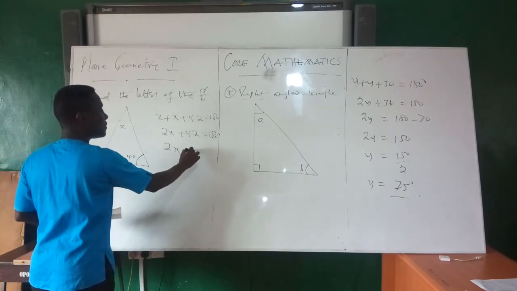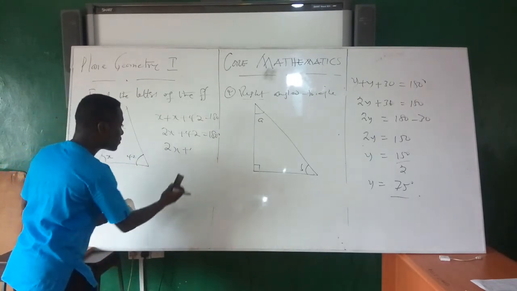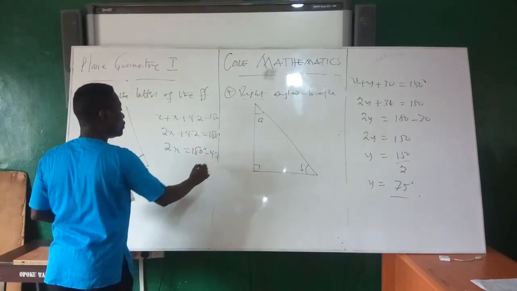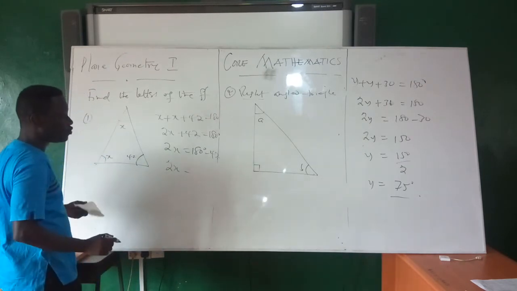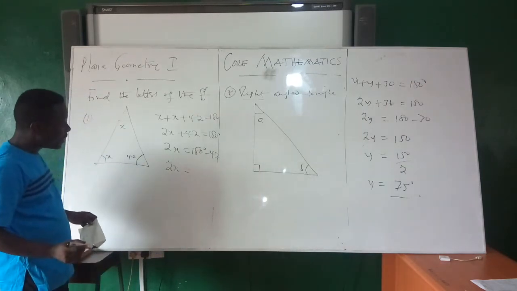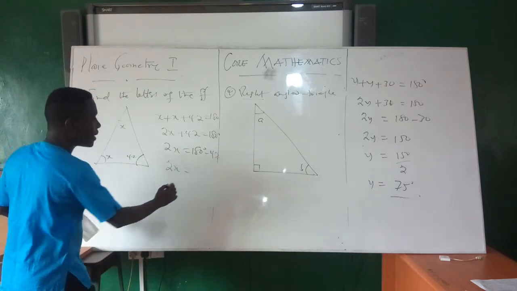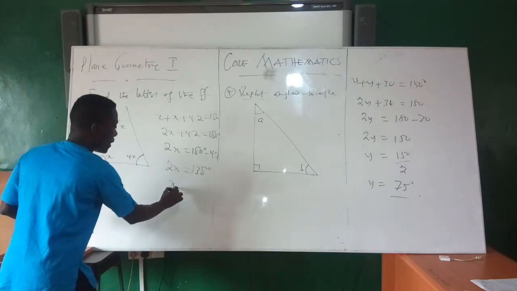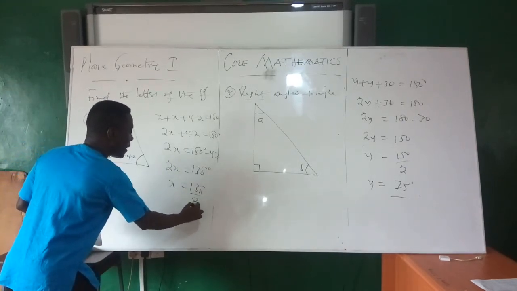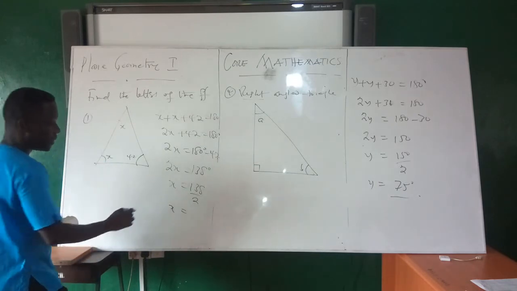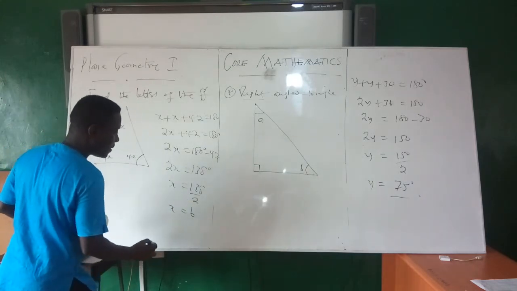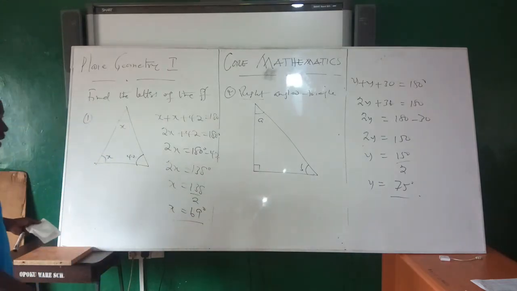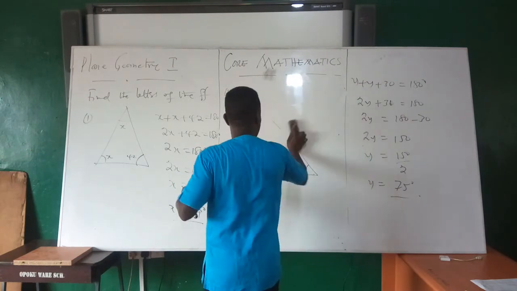2x is equal to 180 minus 42, that is 138. So x will be 138 divided by 2. So your x is what? 69. So that is it. Now let me take a second one quickly.